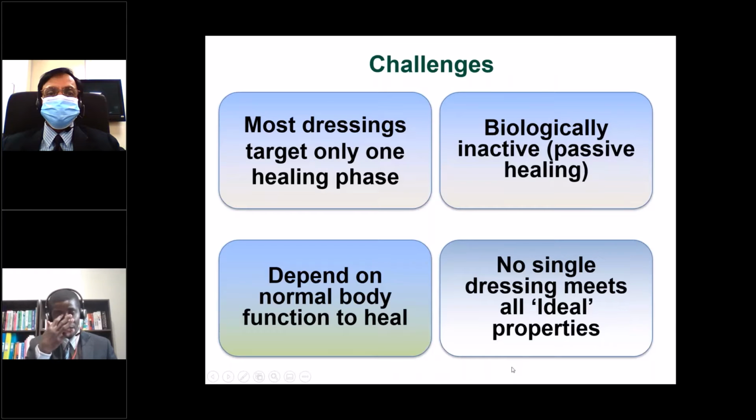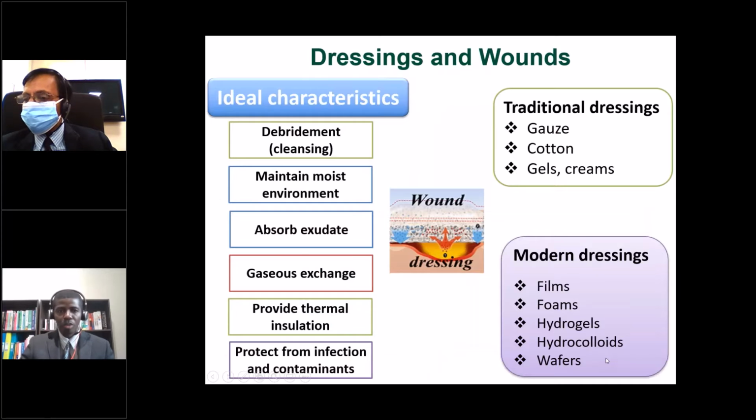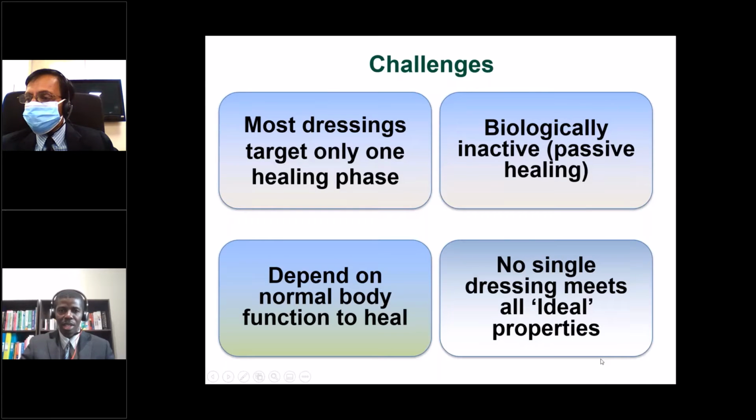What are some of the challenges then? Most dressings would only target one phase of wound healing. The 2 that I've described previously are biologically inactive, which means they do what you call passive healing, and then they depend on the normal body function to heal, because the body has an amazing means of healing itself. The other challenge is that no single dressing meets all the ideal characteristics that are shown over here. And so that creates an issue that needs to be addressed.